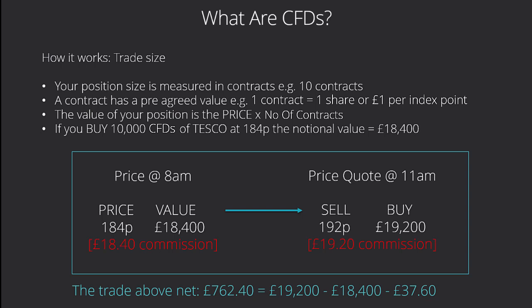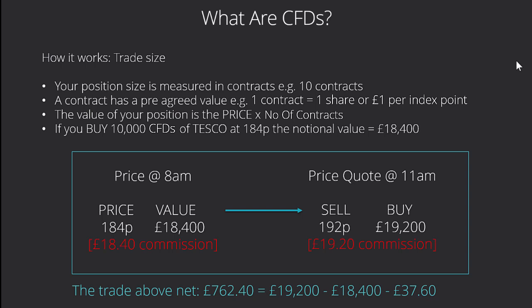In other words, if your FTSE 100 goes up by 1 point, then that's going to be £1 per contract that you have. And it's pre-agreed, and that's all laid out in the terms and conditions of the broker you're using. Again, double check this. Very occasionally it's 10, but most of the time now 1 CFD is £1. So the value of your position is price times the number of contracts.